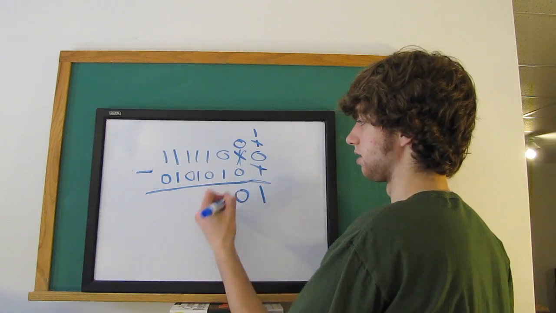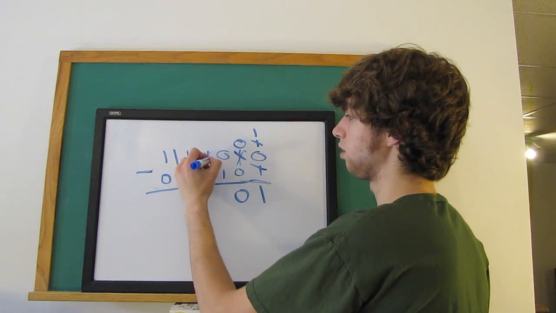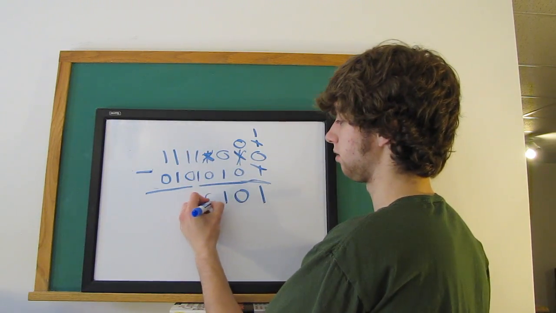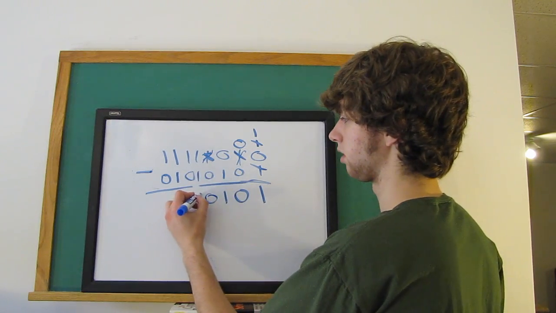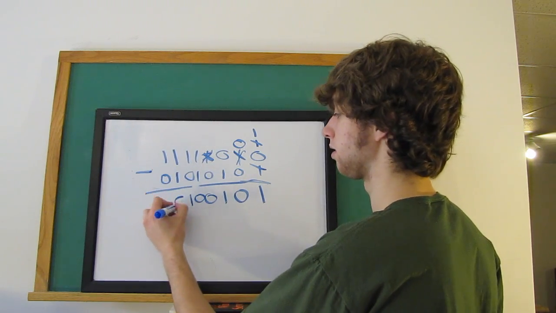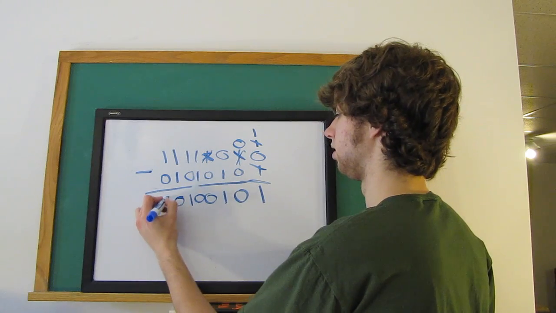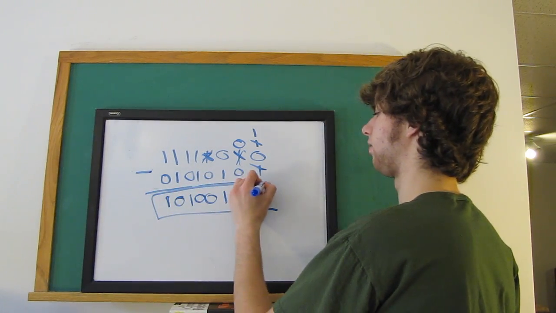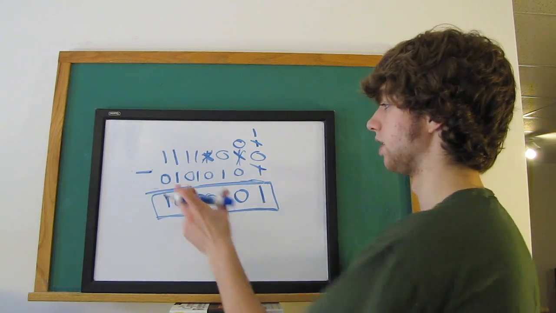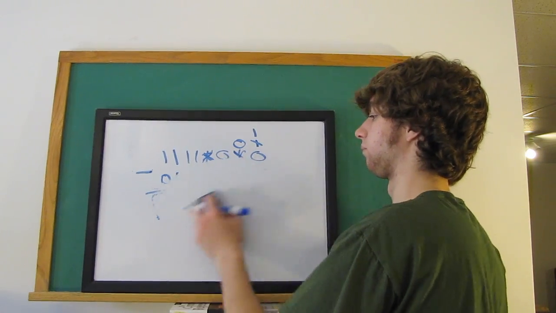0 minus 0, that's 0. 0 minus 1, once again, we have to borrow from the next placeholder up and drop a 1. 0 minus 0, that's 0. 1 minus 1, that's 0. 1 minus 0, that's 1. 1 minus 1, that is 0. 1 minus 0 is 1. So here is our final value when we subtracted this number from this number.